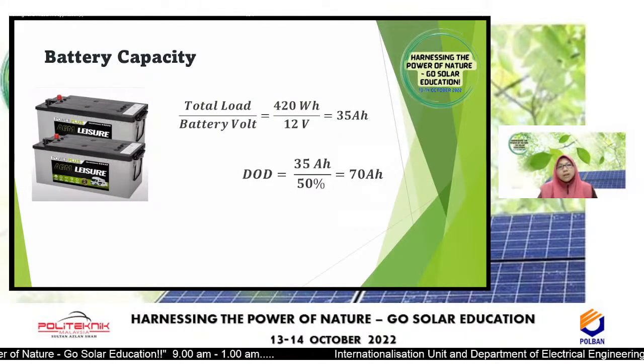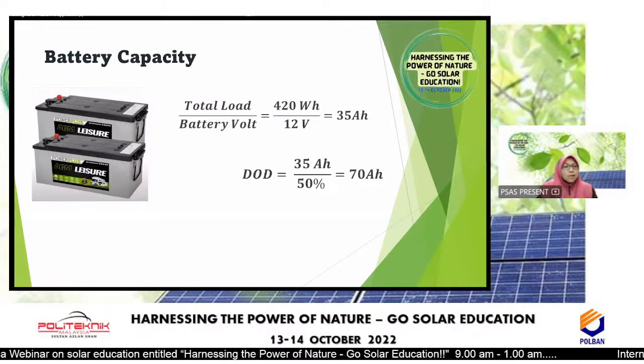Here is the battery capacity. How do we calculate the battery capacity? The calculation for battery capacity that we want to know is total load divided by battery volt. As I mentioned before, the battery volt that we use is 12 volt. The total load that we have from the beginning is 420 watt hours. So 420 watt hours divided by 12 volt is equal to 35 ampere hours. All right, so this is the battery capacity that we can have from the battery.